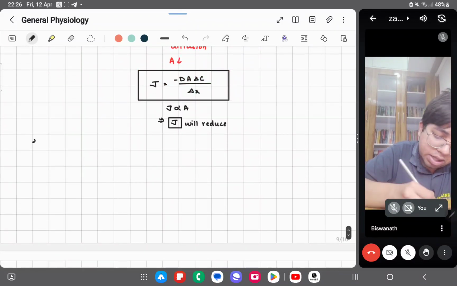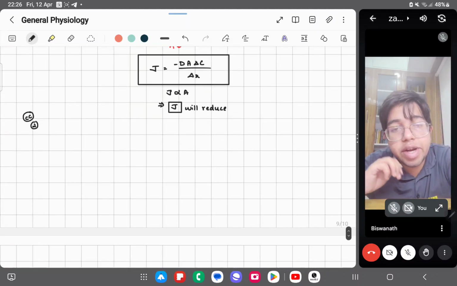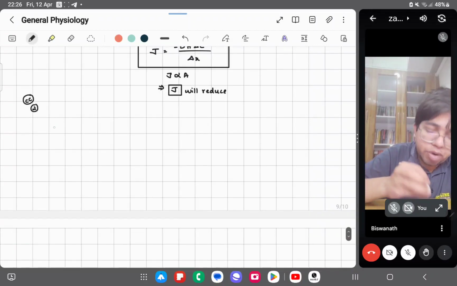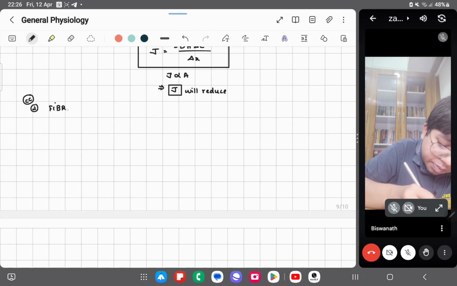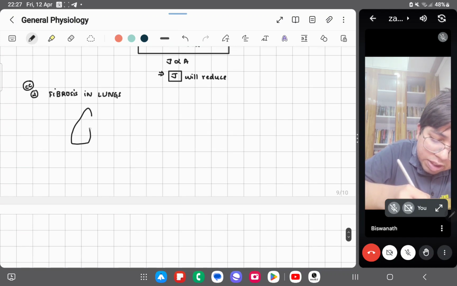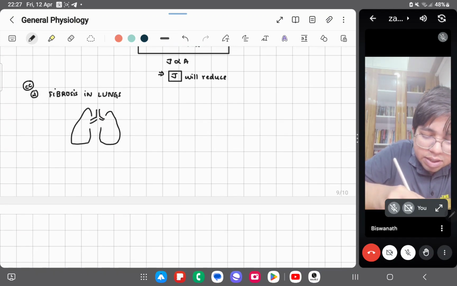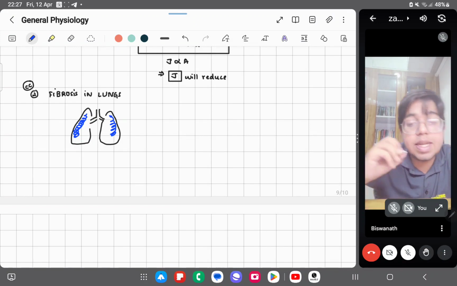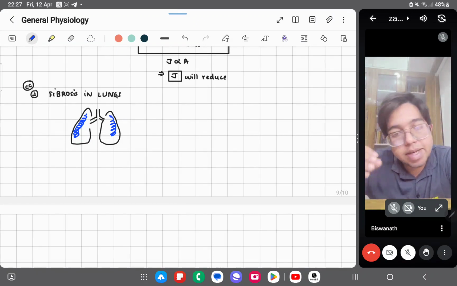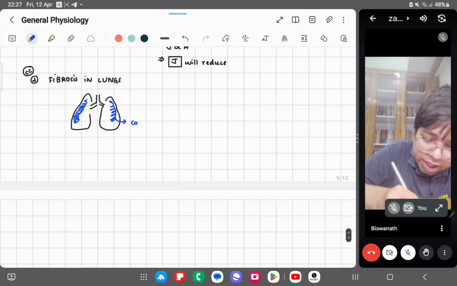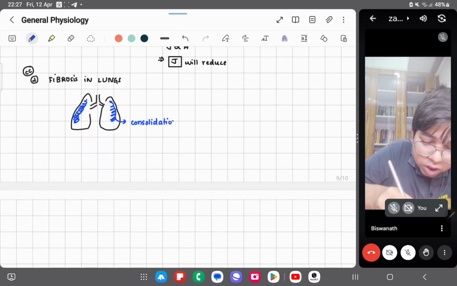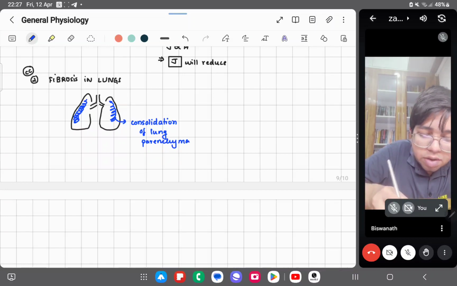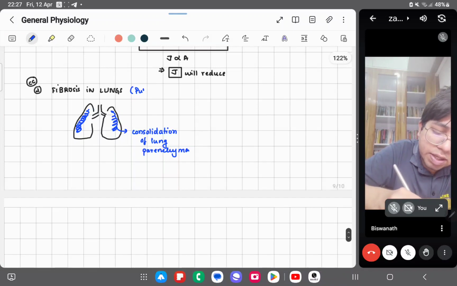Let's take another clinical correlation. This will be read in respiratory physiology as well. In case of fibrosis in lungs, let's say there is a lung fibrosis. Lung fibrosis means there is scarring, the tissue scarring of the lungs, due to which the lungs will become fibrosed. Fibrosis means there is more deposition of the extracellular matrix, that will be collagen fibers and all. So there will be consolidation of lung parenchyma, fibrosis in lungs, or you can say pulmonary fibrosis.